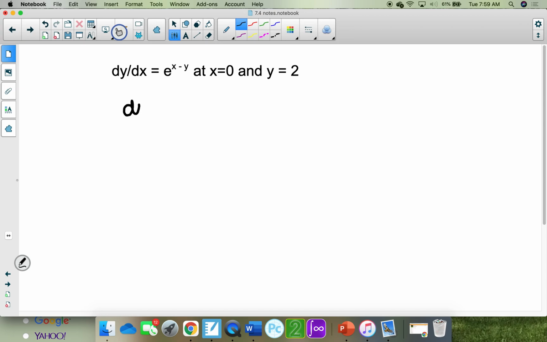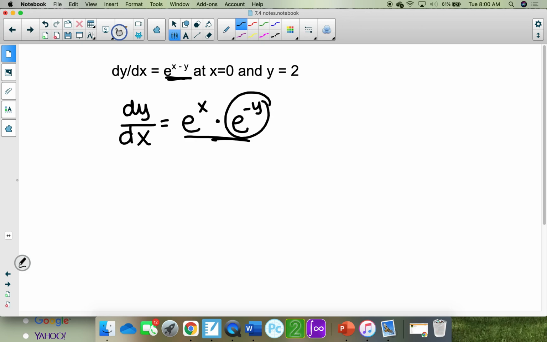So, the first thing you have to do, this is one that I saw in the AP test, you have to separate these. This and this are exactly the same in math because your bases are the same. You can add your exponents. I am going to bring this and join it with the y. So I'm going to divide both sides by e to the negative y.